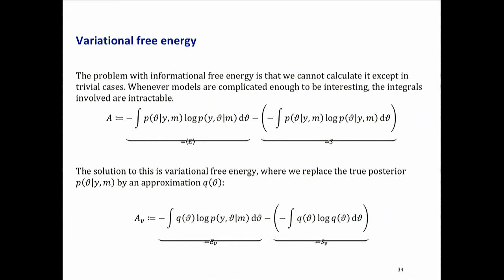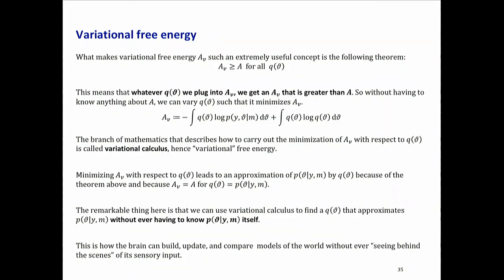So now, very boldly, we just replaced the posterior that we didn't know with an arbitrary probability distribution, Q of theta. So now, instead of internal energy minus entropy, we have the variational energy. We're calling this the variational energy because it contains Q, and we're going to vary Q using variational calculus, and the variational entropy. And now it turns out that for whatever Q theta we choose, the variational free energy, AV, will be greater than or equal to the exact free energy, A.